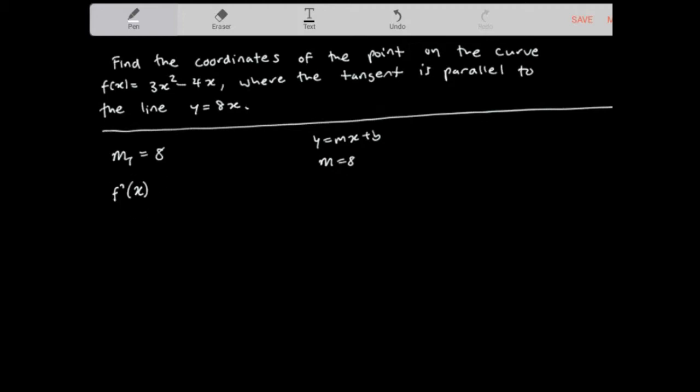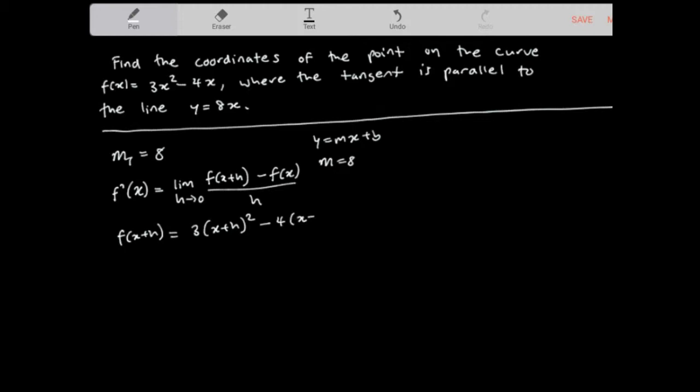This is the instantaneous rate of change function. And in the case of the instantaneous rate of change function, I'm going to use the first principle. I'm going to use limit h approaches 0, f of x plus h minus f of x, over h. Okay. Now if I apply this, f of x plus h is basically equal to 3 times x plus h squared minus 4 times x plus h.